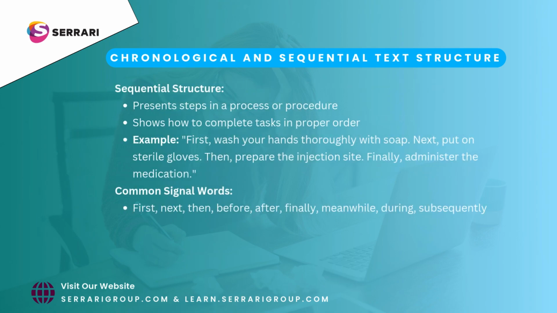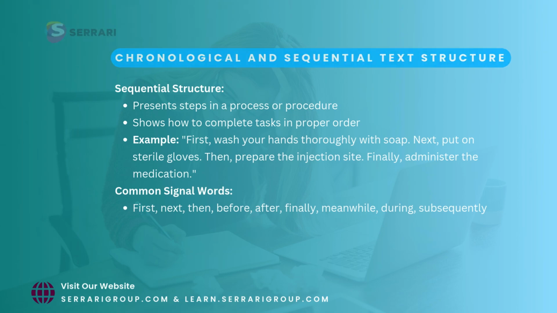Sequential structure presents steps in a process or procedure. Shows how to complete tasks in proper order. Example: first, wash your hands thoroughly with soap. Next, put on sterile gloves. Then, prepare the injection site. Finally, administer the medication. Common signal words: first, next, then, before, after, finally, meanwhile, during, subsequently.